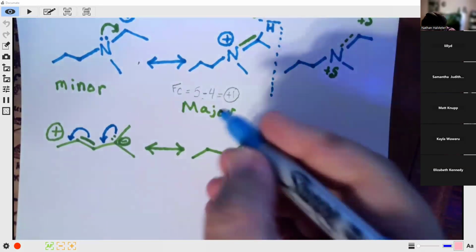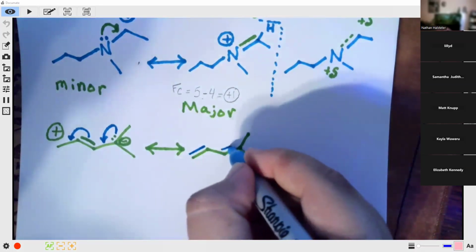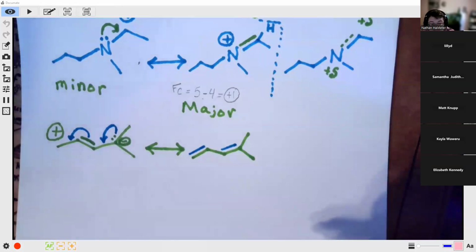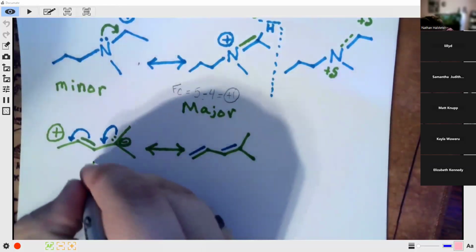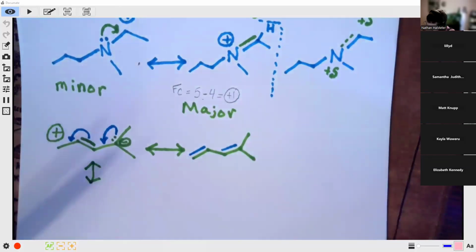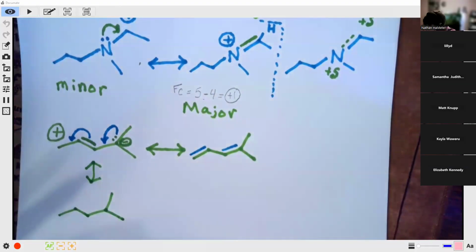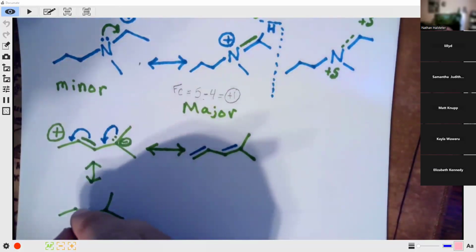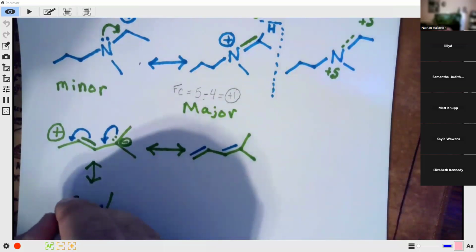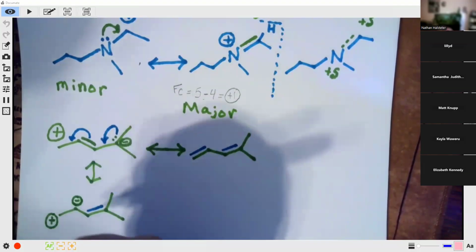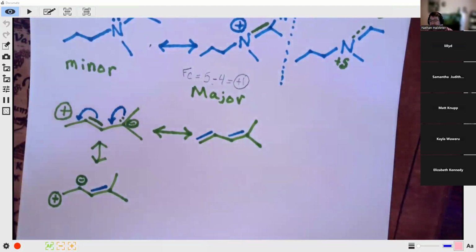So one possible resonance structure is this. Double bond here, double bond here. Okay, the other possible resonance structure that you may have come up with would look something like this. We have a double bond here, and now we have a negative here and a positive here. That is technically a valid resonance structure, but it's not a very good one. Why is it not very good?